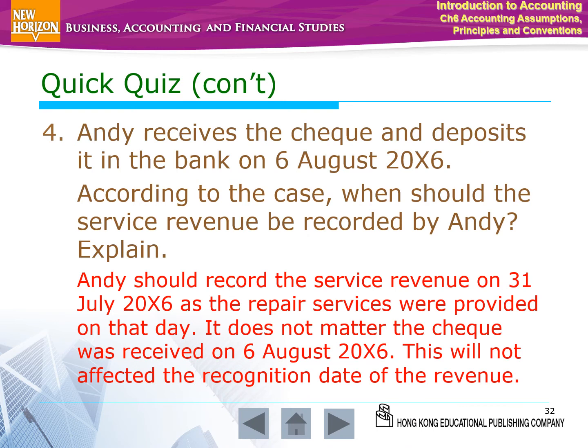There are many dates. But according to the definition of the accrual concept, Andy should record the service revenue on the 31st of July 2016 because the repair services were provided on that day. Remember, services have been provided. That means the income has been earned on that day. It does not matter that the check was received on the 6th of August 2016. That means the check payment or check received from the customer is not a matter. This will not affect the recognition date of the revenue.